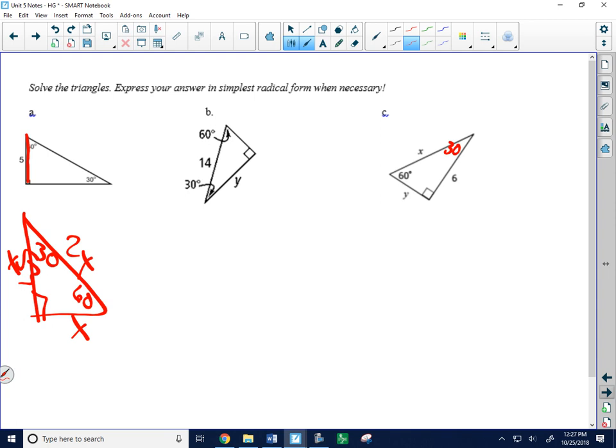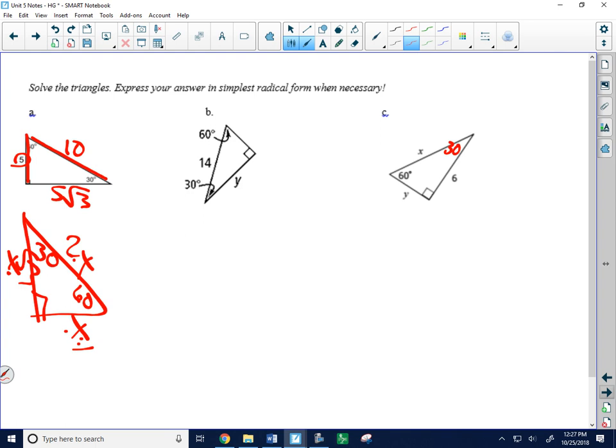Okay, so pretty simple. The hypotenuse, x to 2x, in this pattern is double. So x is really 5, so I'm doing 2 times 5, 10. And again, x is 5, and so I'm putting 5 in right here, 5 radical 3. It's as simple as that.